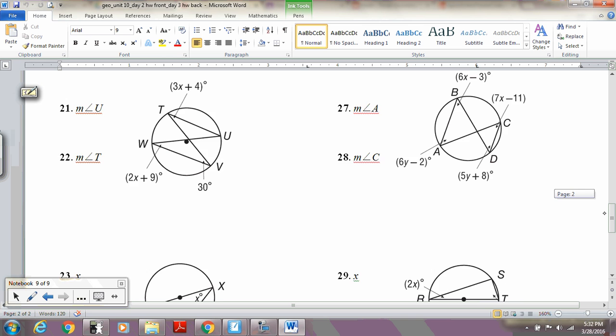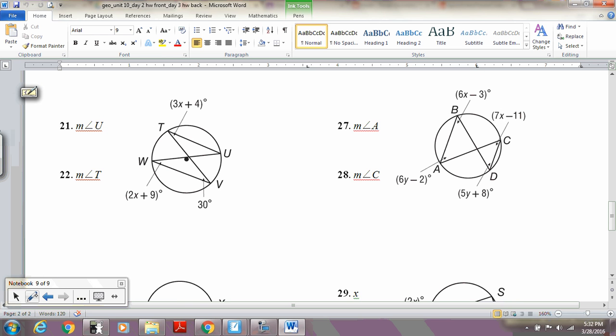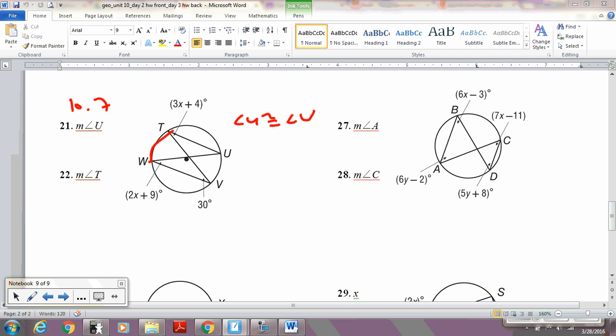For 21, we're going to use theorem 10.7, which states that if two angles intercept the same arc, so angle U intercepts arc WT, angle V also intercepts arc WT, so that means angle U is congruent to angle V, and on the picture it indicates that angle V is 30 degrees, so that means angle U is also 30 degrees.